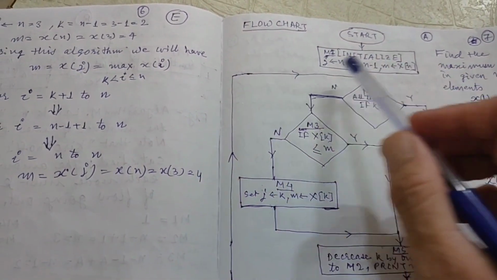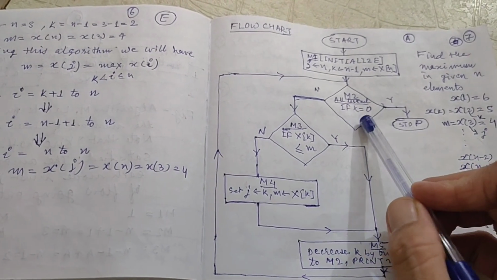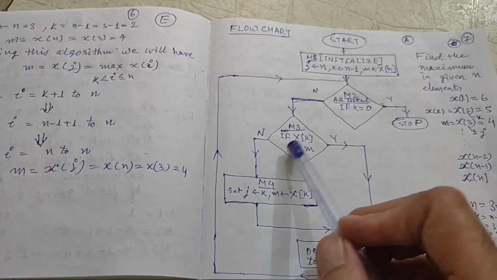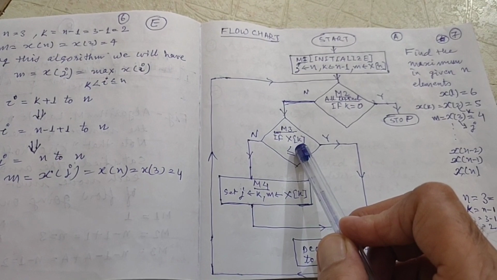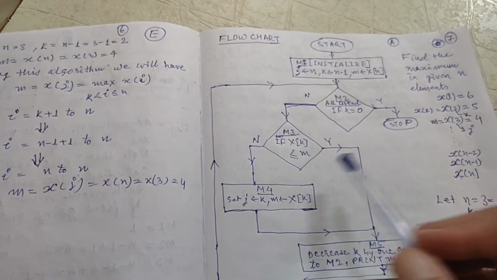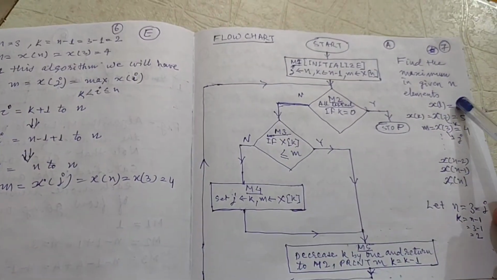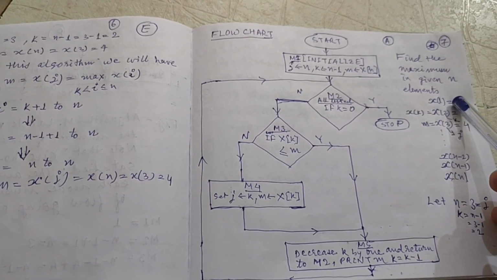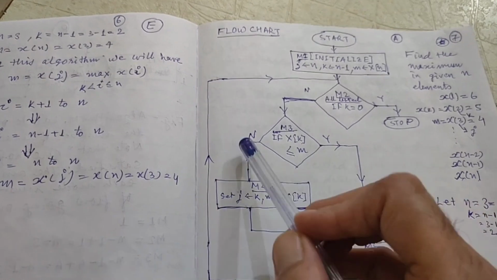Now we go to step M2. k is 1. Is k 0? No, k is not equal to 0. M3 step: xk, k is 1, so x1. x1 is 6, m is 5. Is 6 less than or equal to 5? No.